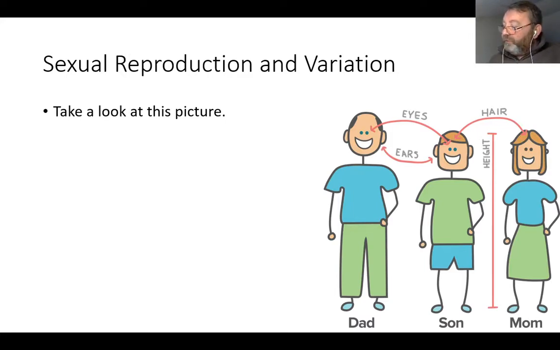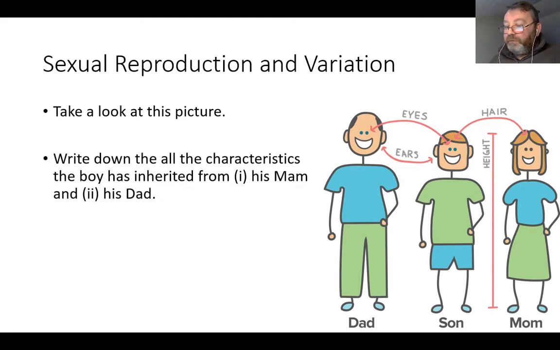Okay, now I want you to just study this diagram, and here's what I want you to do. I want you to pause the video, and I want you to write down all the characteristics that you think this boy has inherited from his dad, and the characteristics that he has inherited from the mom. So in other words, you know when somebody says to you, oh, you're the image of your mother, or you have your father's ears, or you have your granny's nose, or something like that, yeah?